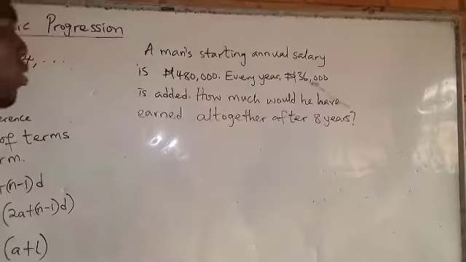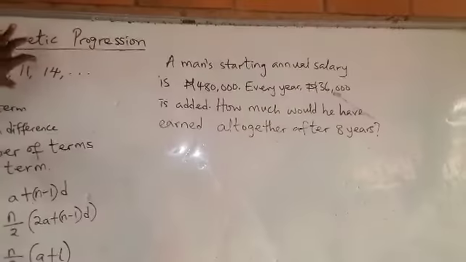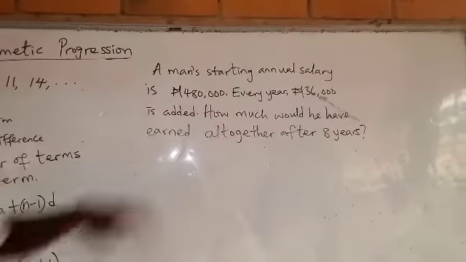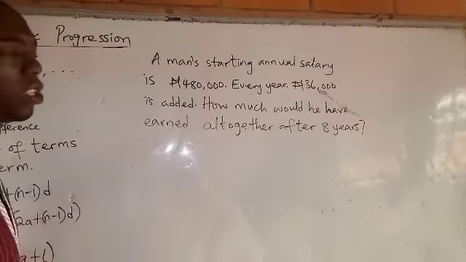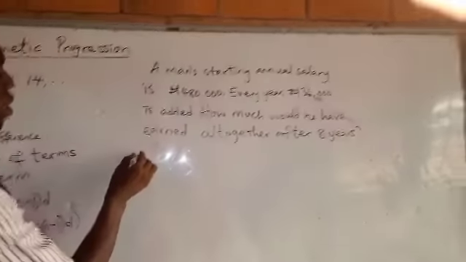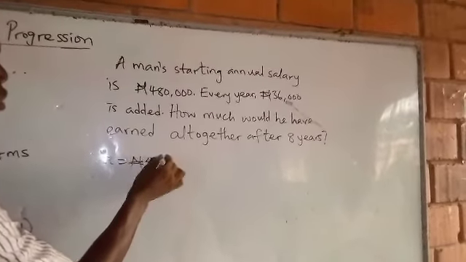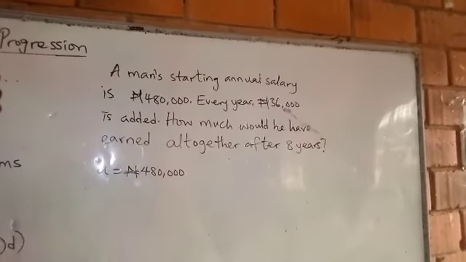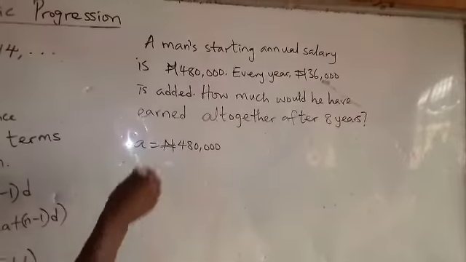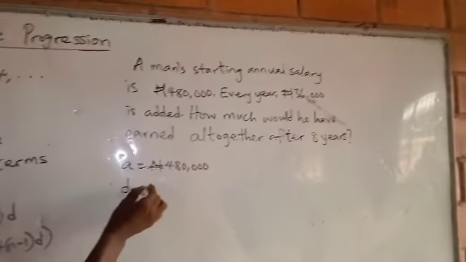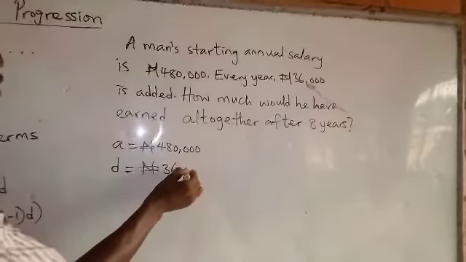If you look at this question very well, we can apply the knowledge of arithmetic progression to solve this. The starting salary is 480,000 naira. That means our A is 480,000. Every year 36,000 naira is added. That 36,000 is D. That is the common difference. D is 36,000 naira.